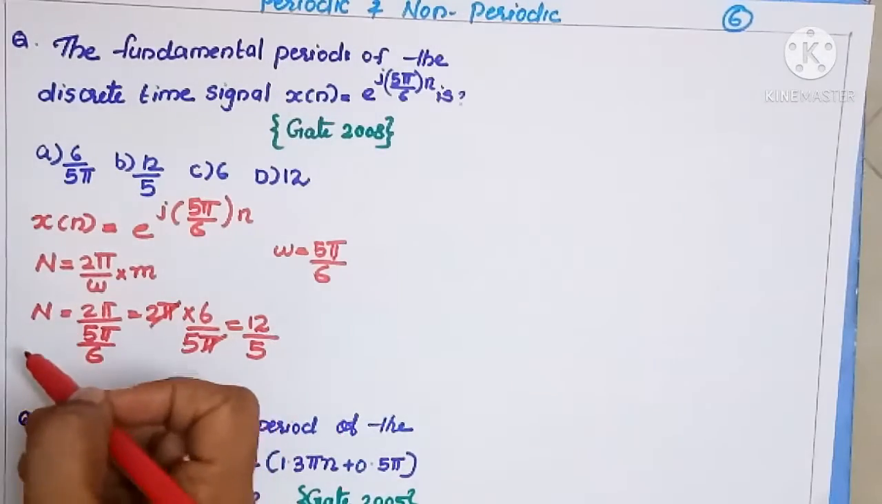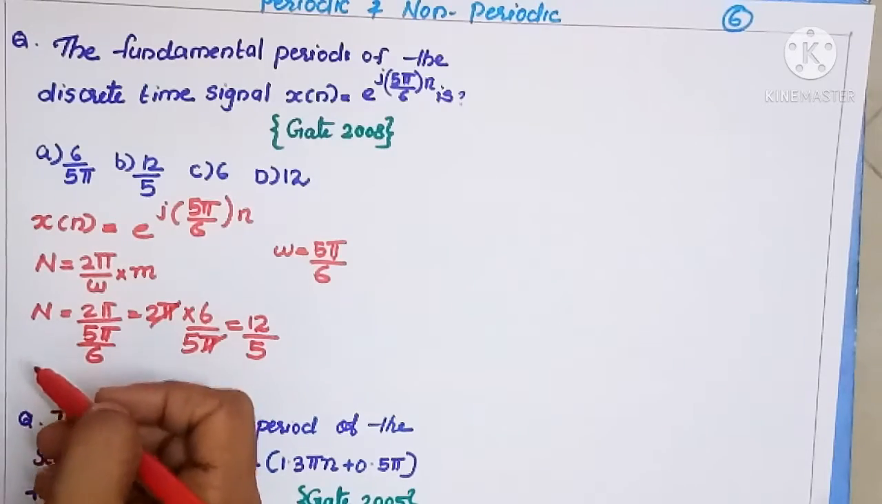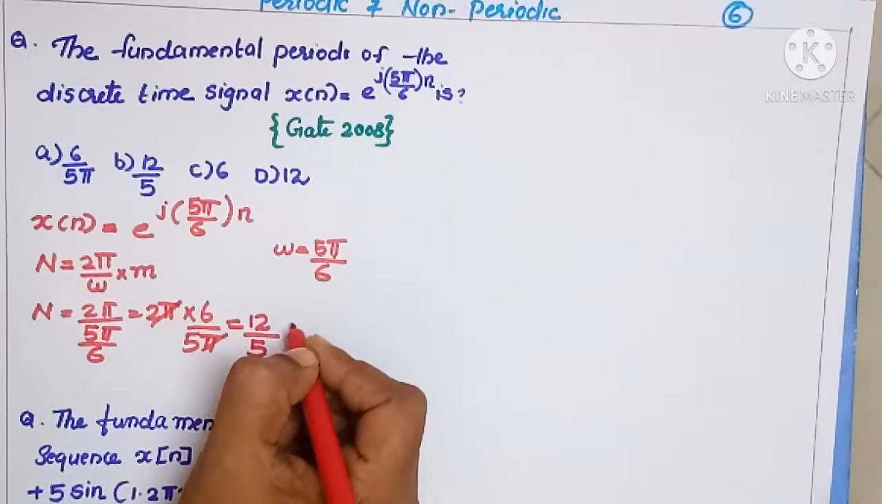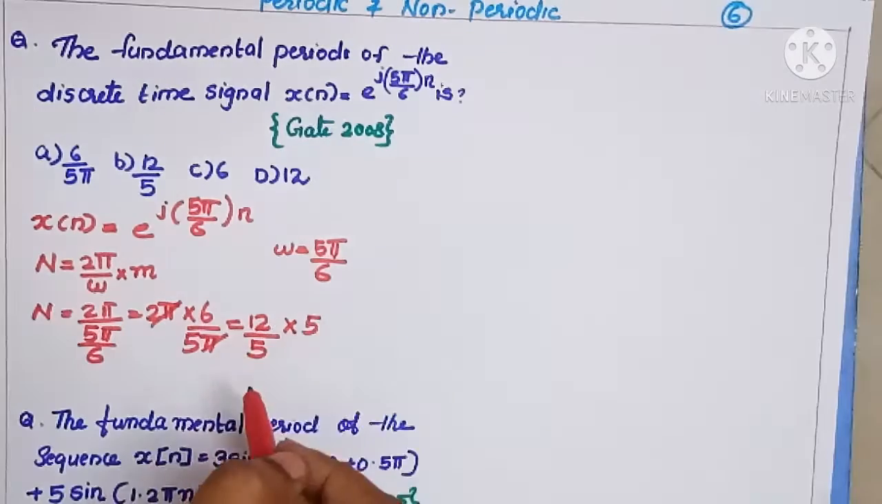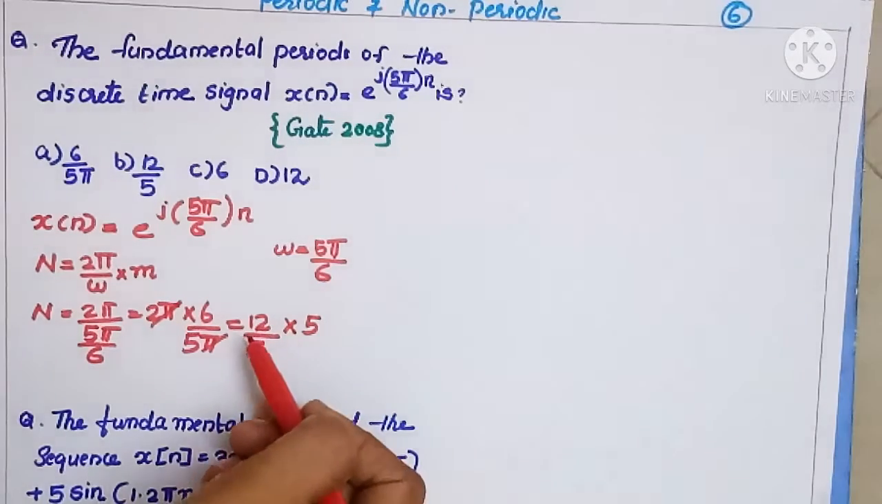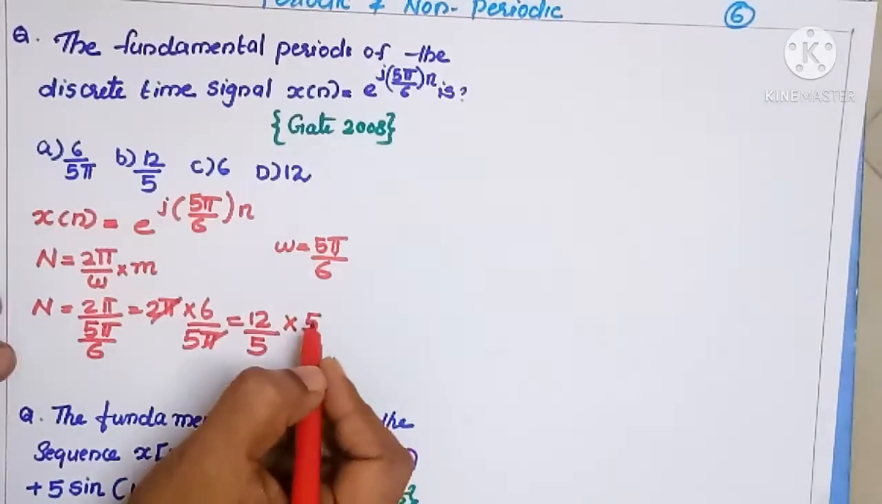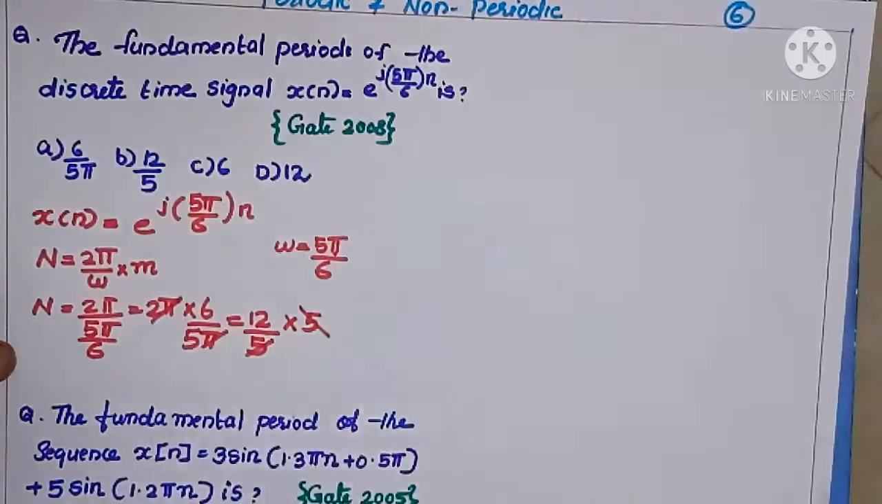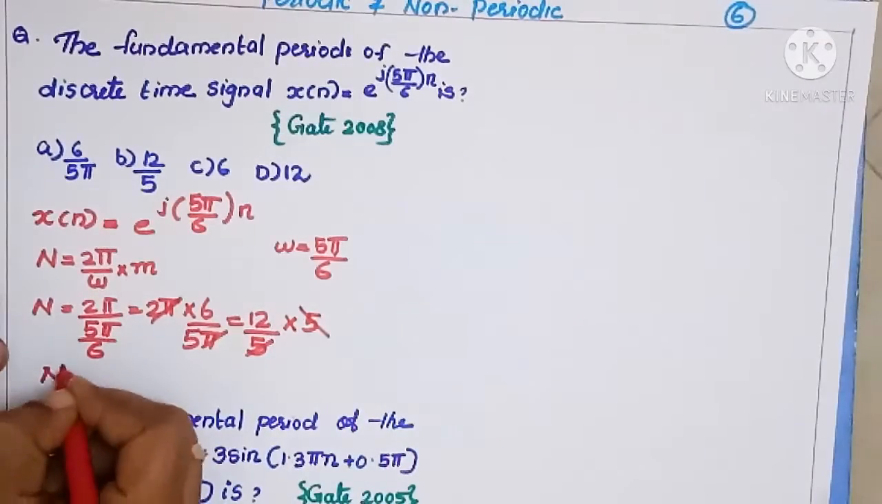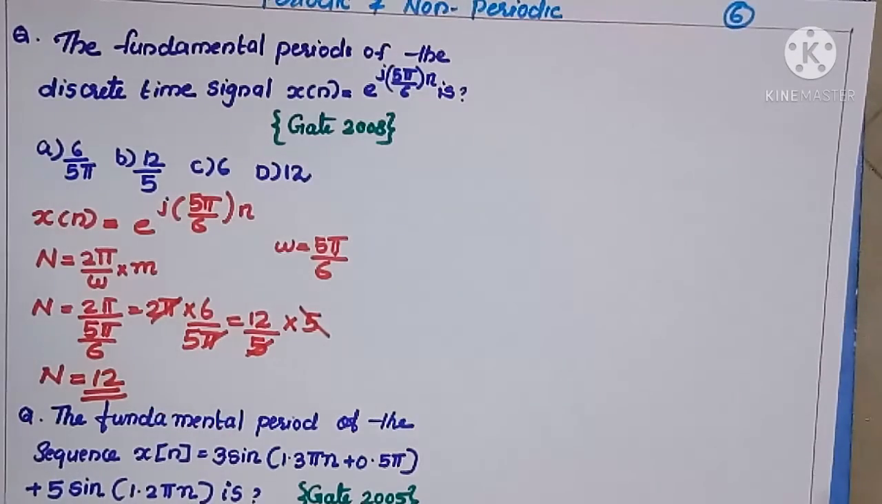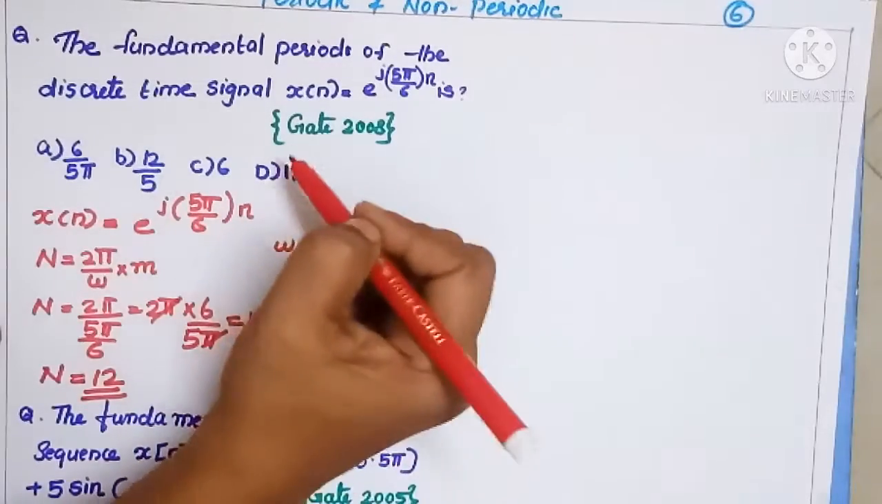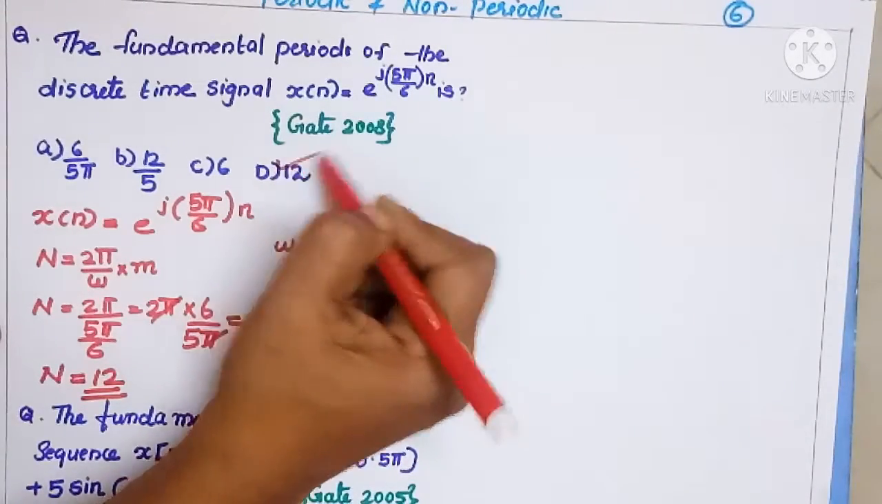Here we need to make N an integer, so we need to multiply by a small integer. That is, we can write 5. If you take 5 only, you will get an integer value. So you can cancel 5. Then you will get N equal to 12. So option D is correct.